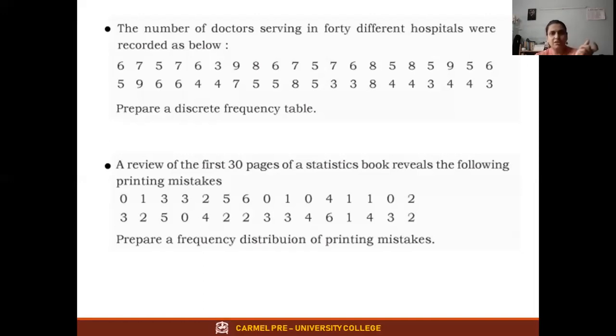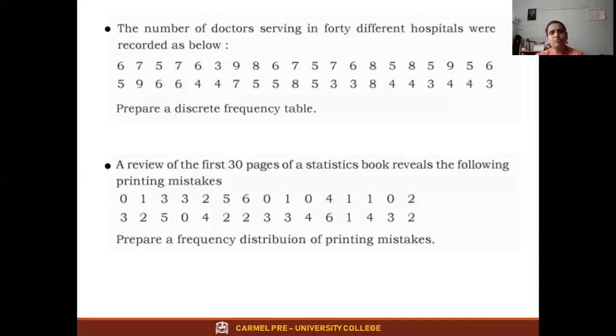So number of doctors and number of hospitals. So number of doctors. What are the different numbers? What's the minimum? 3, 4, 5, 6, 7, 8, 9. So under number of doctors, what will you write? In bracket, you'll write X. Number of doctors, X. In that, 3, 4, 5, 6, 7, 8, 9.